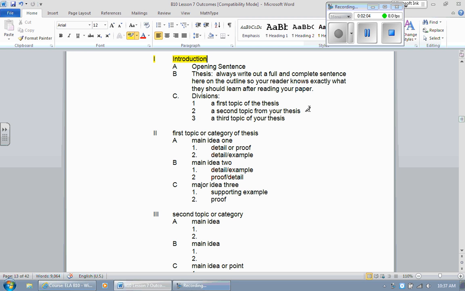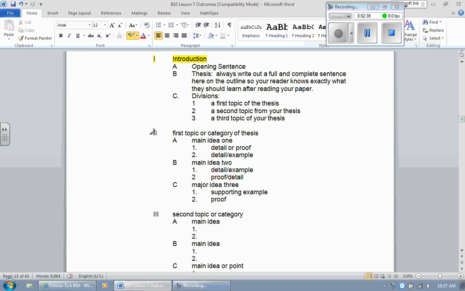The third part of the introduction is labeled C, and it's called divisions. Those are divisions of your thesis. They are parts of the thesis, the parts that each become a paragraph later on in the essay. Those ideas have to be big enough that you can turn each one of them into a separate paragraph, and they have to always connect back to what you set up here in the thesis. So you just list them. It's like a grocery list, I always say, of things that you're going to include, but that always go back and relate to that thesis.